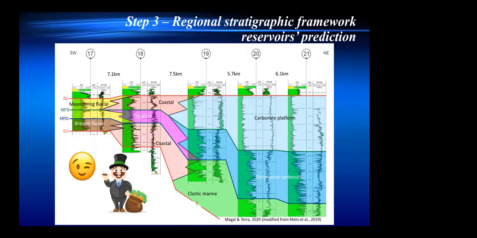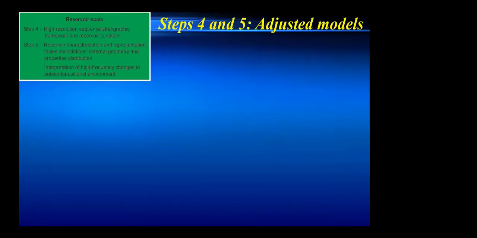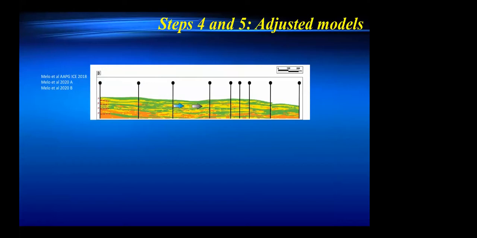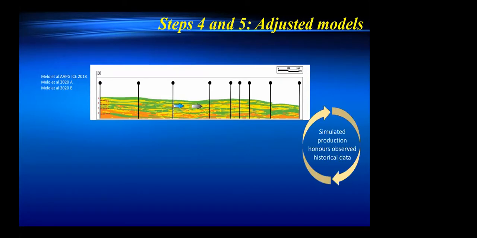Now let's see an example of step four. Step four at the reservoir scale. The upper figure shows a reservoir, orange and yellow cells, enveloped by shale, the green cells, which compose high frequency sequences, I mean, the reservoir zonation.